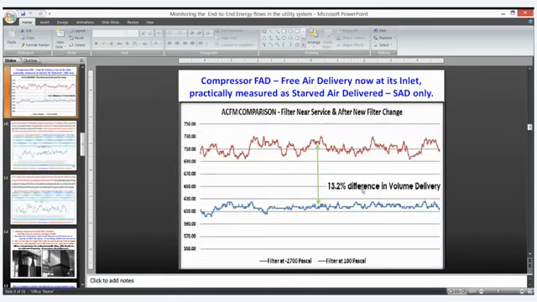The compressor FAD, free air delivery at the suction of the compressor, is what is defined by the OEMs. But in practice it is always a sad delivery, not a FAD. The air is starved. The air is getting choked at the filter. You can see that at a filter pressure drop of 2700 pascals, it delivers only 617 CFM, whereas at 100 pascals, with a new filter, it delivers 712 CFM.